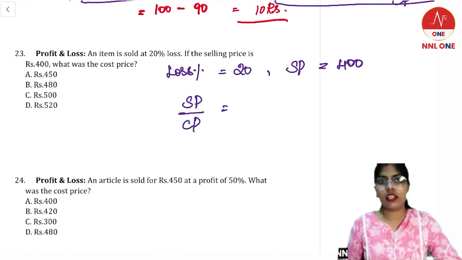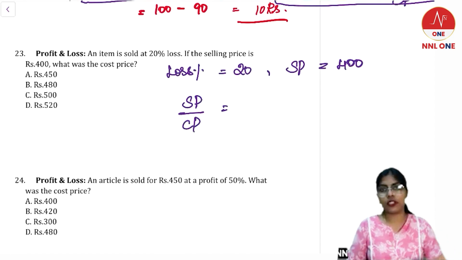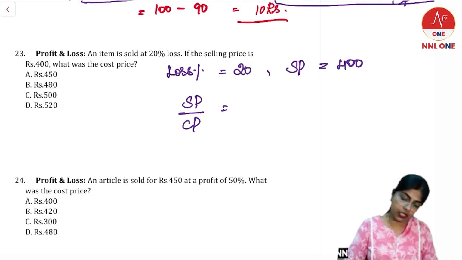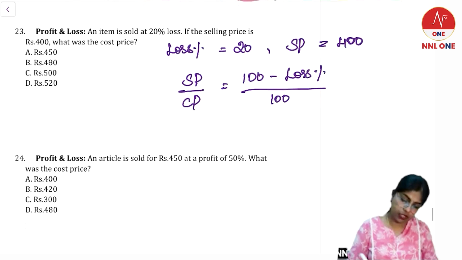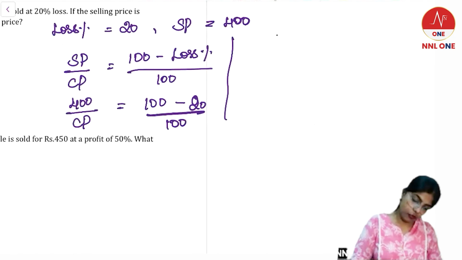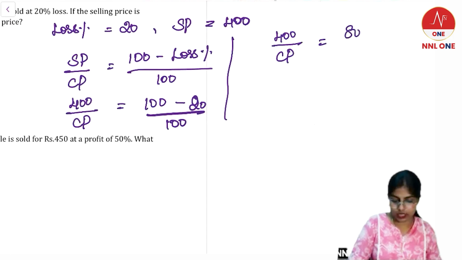Since you can see the question, they have told you it is a 20% loss. We are going to apply the formula of loss percentage. It is 100 minus loss percentage by 100. What is the selling price? It is 400. What is the cost price? Our target is to find the cost price. What is the loss percentage? It is 20 by 100. So 400 by cost price is equal to 100 minus 20. It is 80 by 100. So we can cancel here.